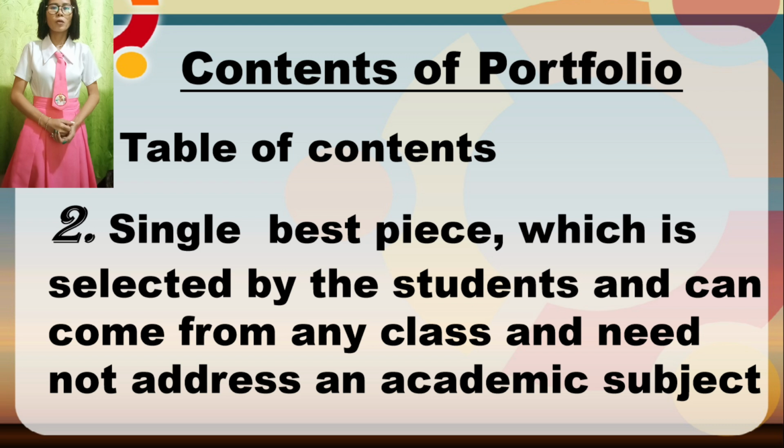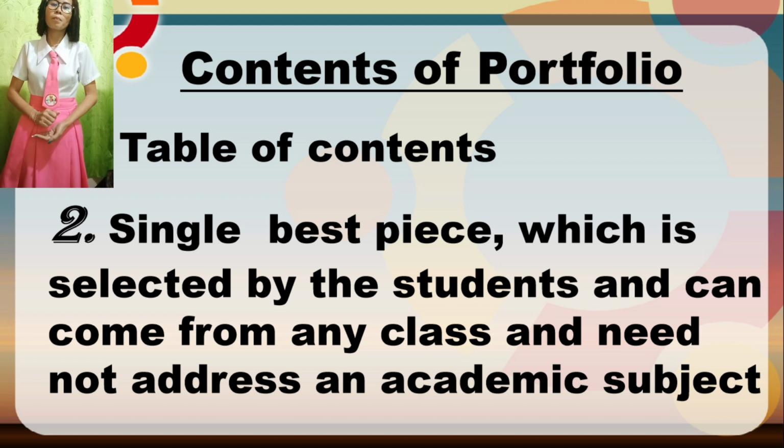Number 1, table of contents. So I am sure that we are all familiar with a table of contents. This is a list that organizes the portfolio and helps readers navigate it easily. Example, a page listing sections like final pieces, reflections, and creative writing.